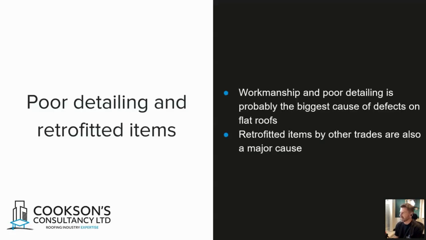So poor detailing and retrofitted items, I'm going to say here. So workmanship, obviously poor detailing is probably the biggest cause of defects in flat roofs. Materials aren't manufactured to leak, and it's only when they're installed. So it's important to use a qualified, reputable contractor who's trained in the system that's being specified.